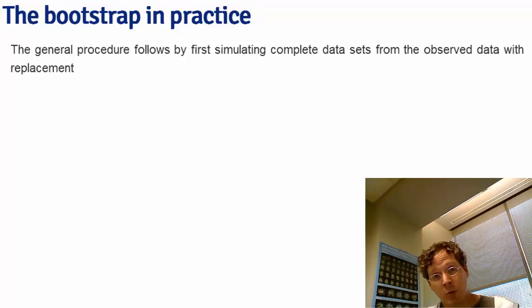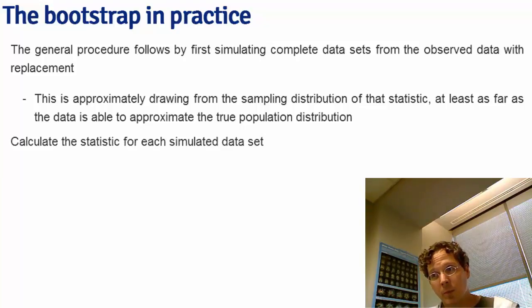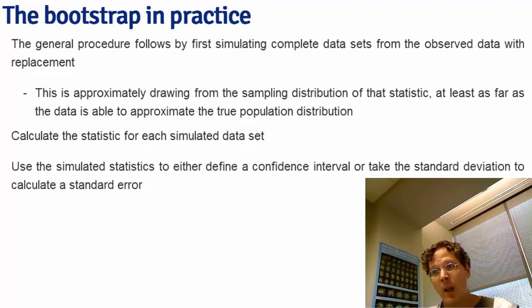What you do is you take your observed data and you simulate complete data sets by drawing from the observed data with replacement. And for each of those simulated data sets you calculate the statistic of interest. This is approximately drawing from the sampling distribution of that statistic, at least as far as the data approximates the real population distribution. So just as a reminder, we're going to calculate the statistic for each simulated data set, and then use these simulated statistics to either define a confidence interval or take the standard deviation of this distribution in order to calculate a standard error.